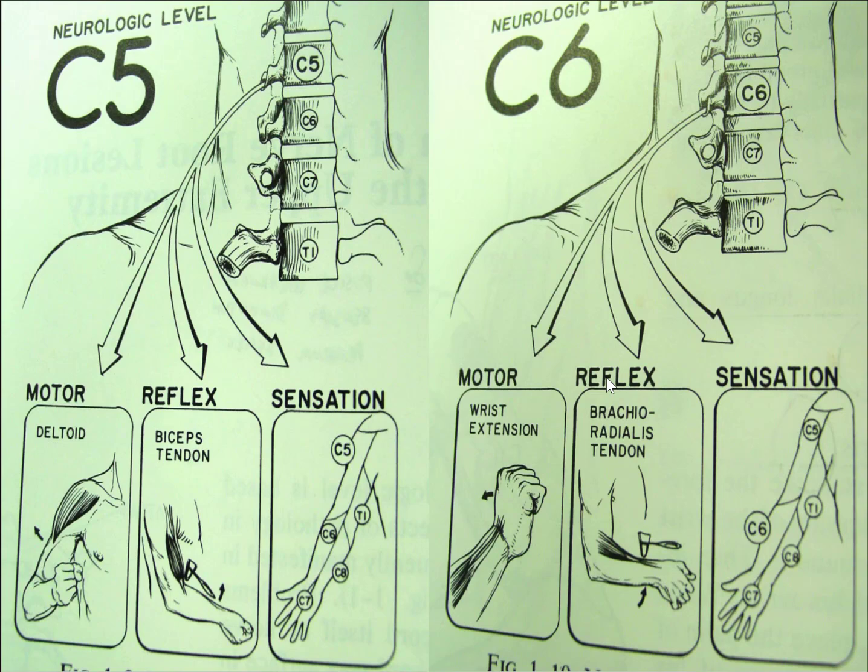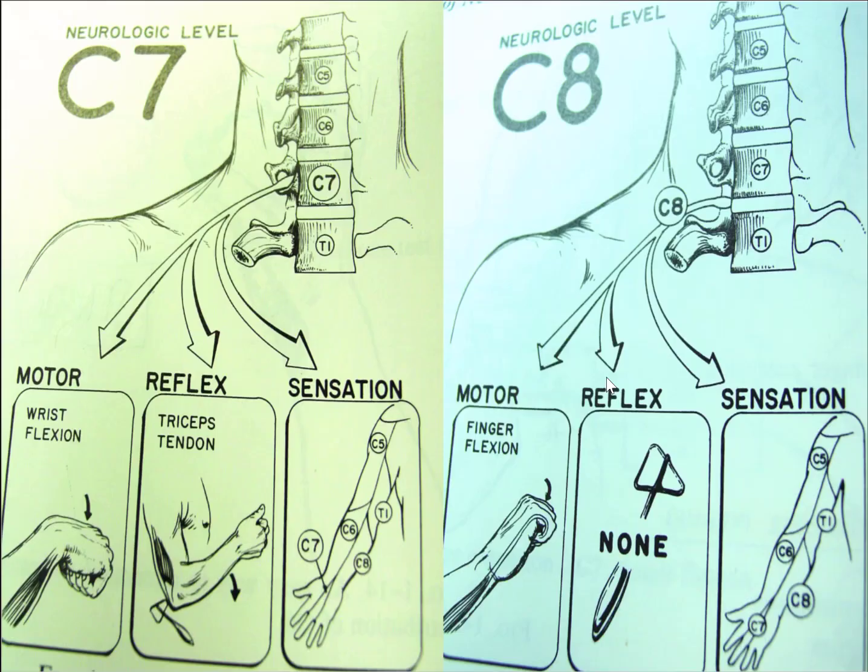These are just a cartoon depiction of C5, deltoid, biceps tendon, and you see the sensation. C6, wrist extension, brachioradialis tendon, and you see thumb, index, middle finger. That's our patient's presentation. C7 is wrist flexion, triceps tendon, and C7 usually goes middle finger, but I have found index, middle finger, ring finger usually. And C8 is intrinsics, no real reflex, and sensation is the fifth finger, fourth finger. And the other one I don't have is T1. T1 also can affect the hand, intrinsics.